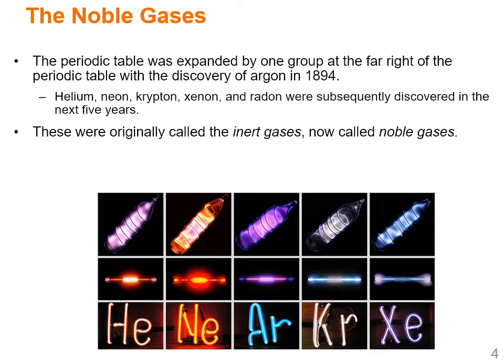The reason it was not complete was because the noble gases were not discovered by then. Only by the end of the 19th century, the noble gases were discovered. They were originally called inert gases, but now we call them noble gases. Helium, neon, argon, krypton, and xenon are all noble gases.